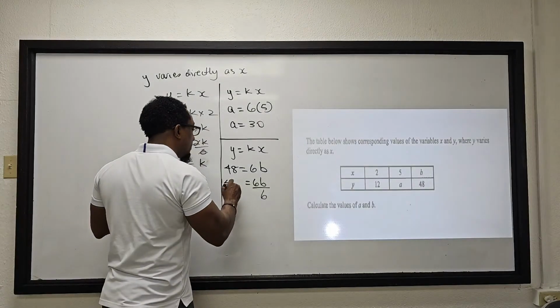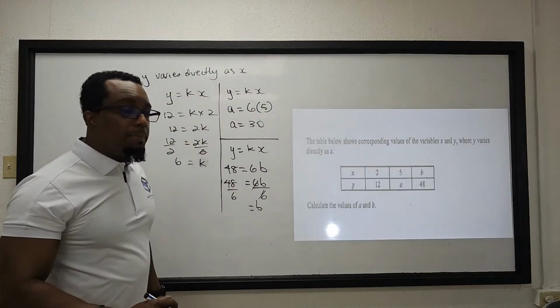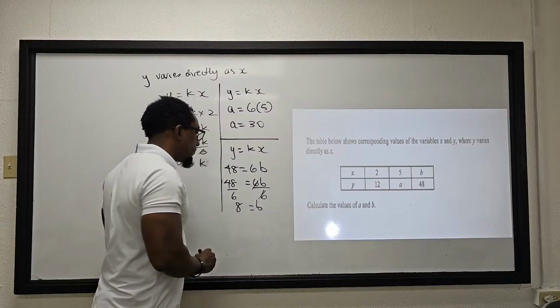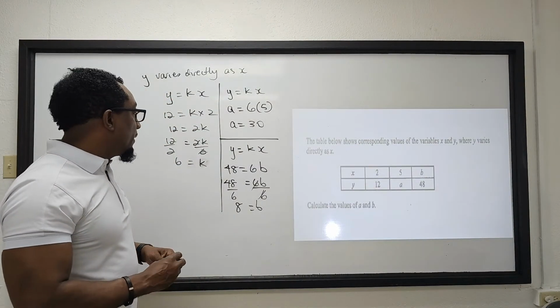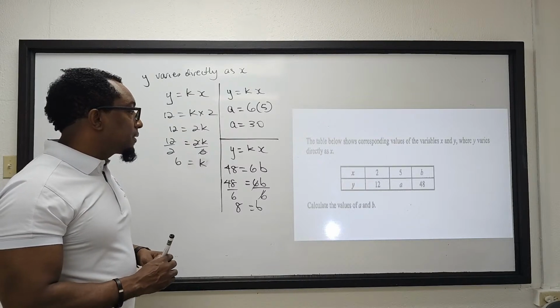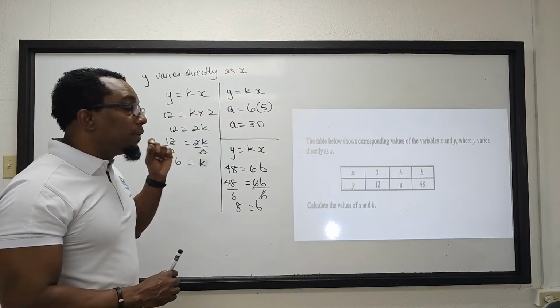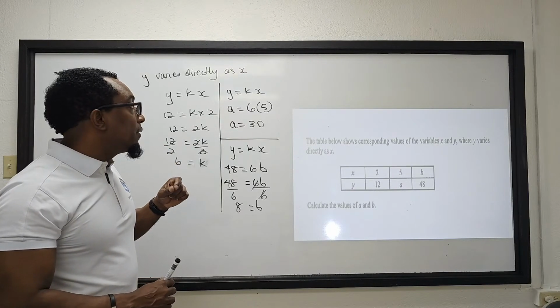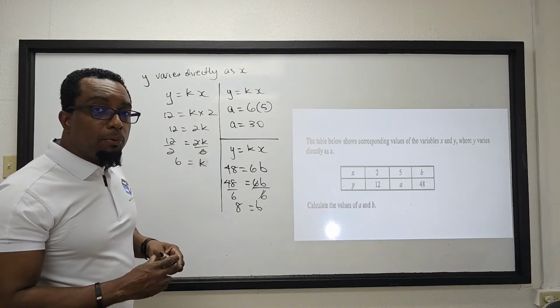48 divided by 6. 6 into 48 will be 8. So b will be equal to 8. So therefore, when we found k, we were able to determine the value of a, which is 30, and the value of b, which is 8, from our direct proportional relationship.